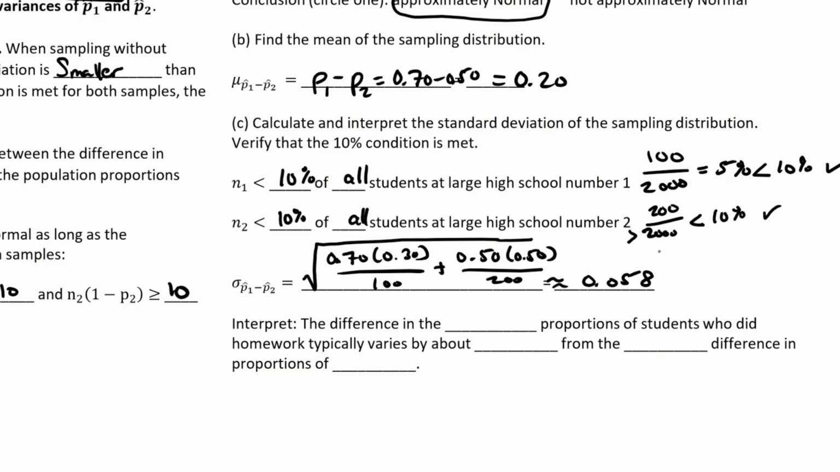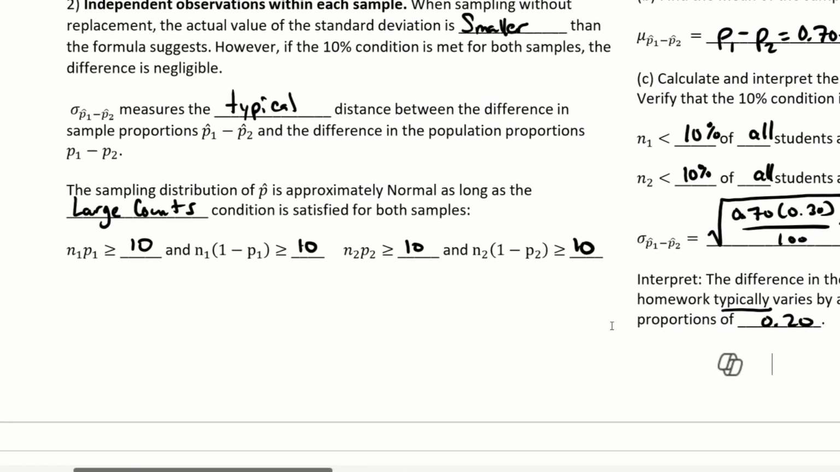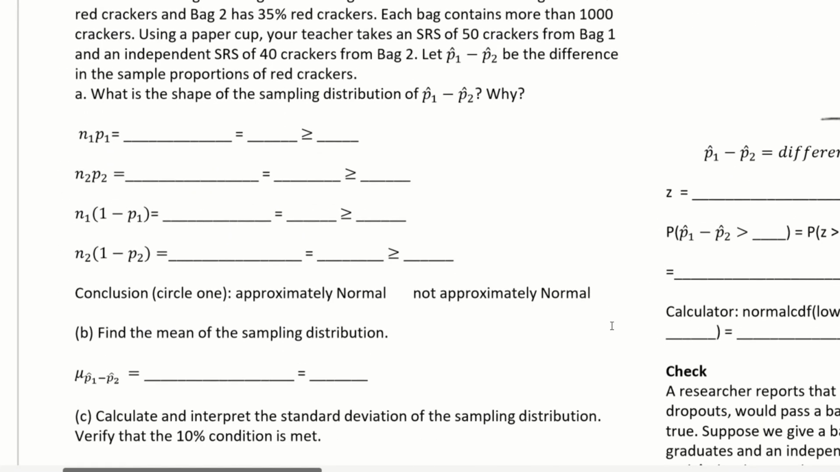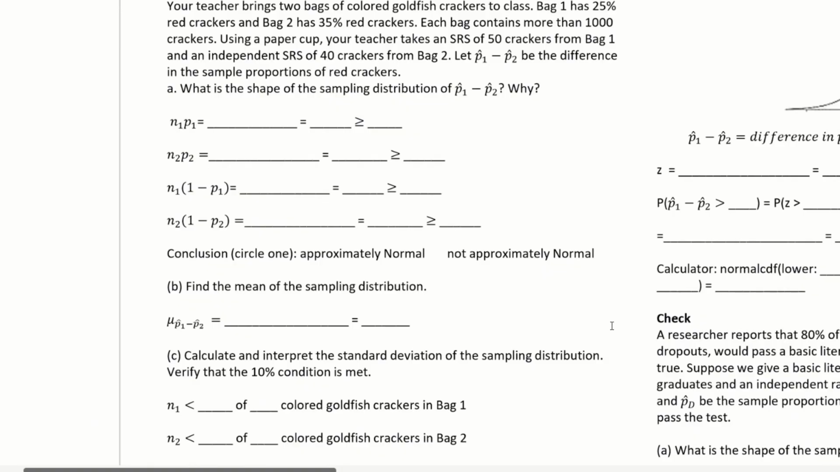All right, so the interpretation of this is that the difference in the sample proportions, p hat 1 minus p hat 2, of students who did homework typically varies by about 0.058 from the true difference of proportions of 0.20. Okay, all right, so that's the interpretation. Let's go look at the next problem. So go ahead and pause and see if you can attempt this problem all the way through part C, so you can see it.